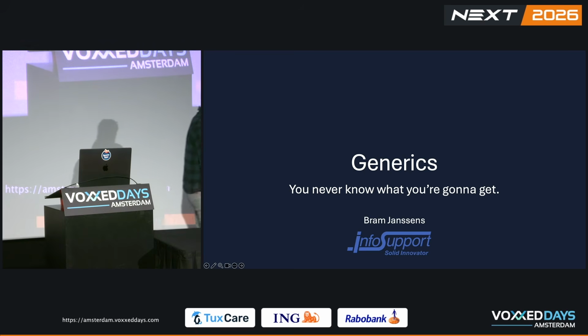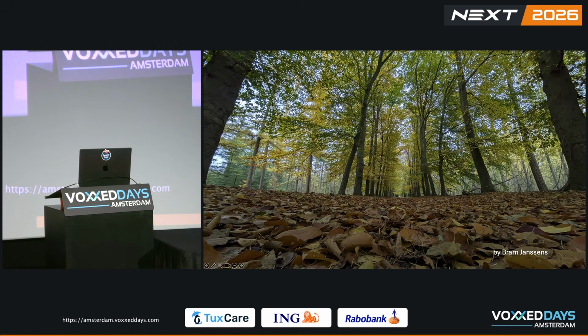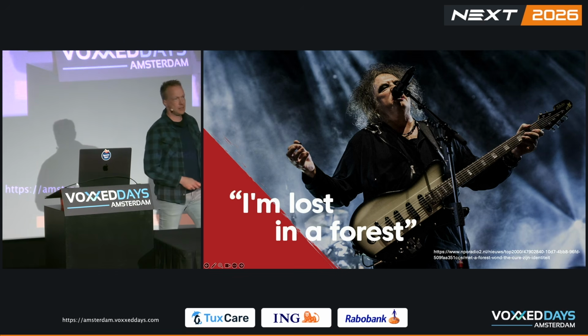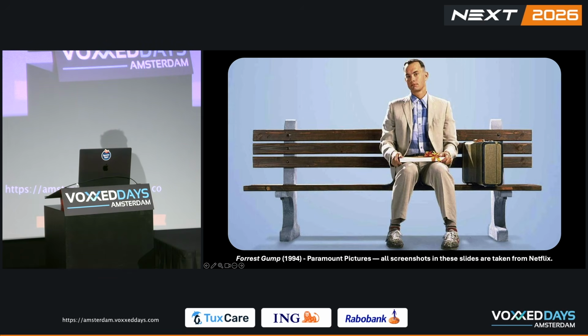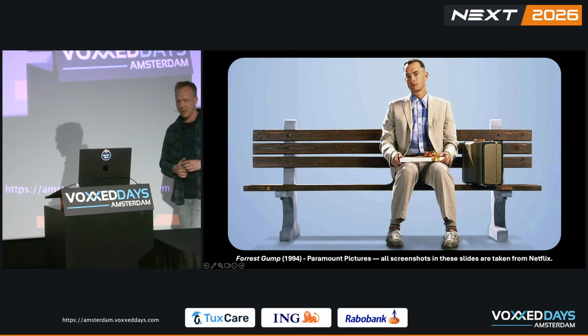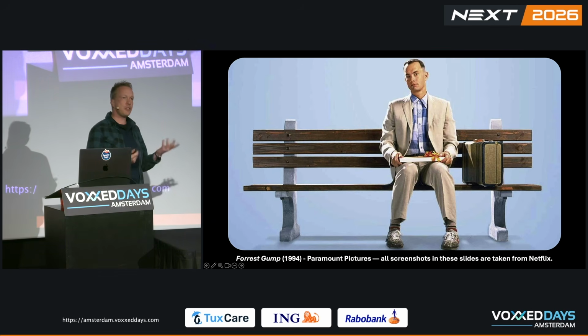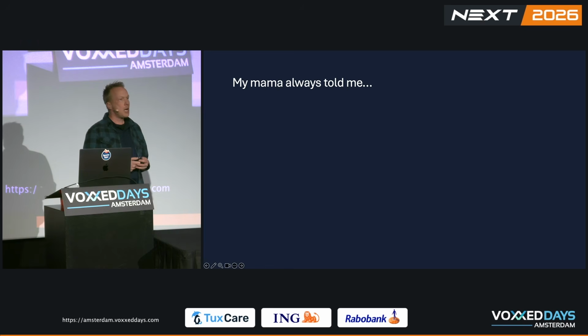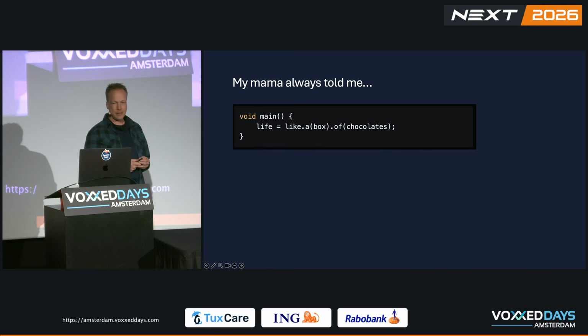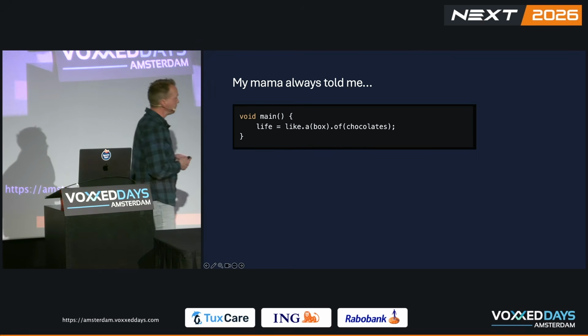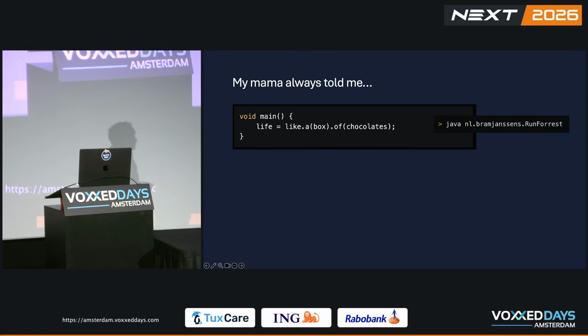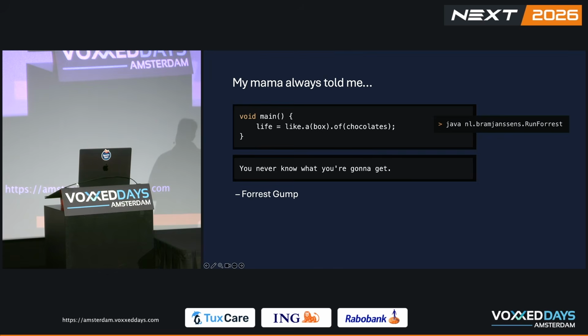So again, welcome everybody. I'm going to tell you a story about Forrest. And it's not this forest. It's also not a forest. No, it's Forrest. Forrest Gump, known from the movie Forrest Gump. And one of his famous quotes is, "My mama always told me, life is like a box of chocolates. You never know what you're gonna get."